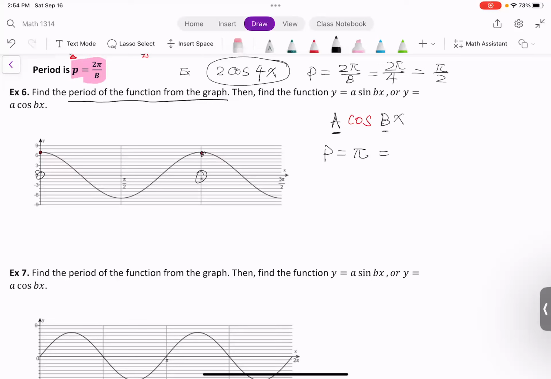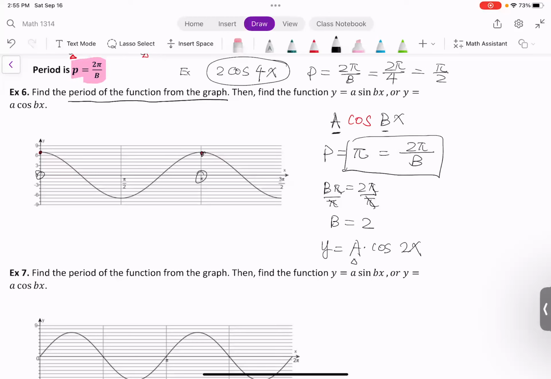And for cosine and sine functions, what is the formula for the period? It is 2 pi over b. From this equation, I don't know the b. Can you find the b? Yes, multiply by b on both sides. b pi equals 2 pi, and then divide by pi on both sides. b equals 2. Okay, I found my b. So my function is y equals a times cosine 2x.